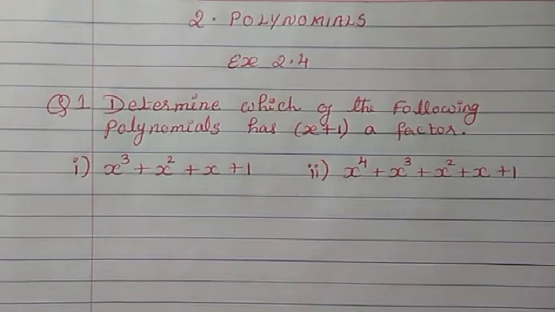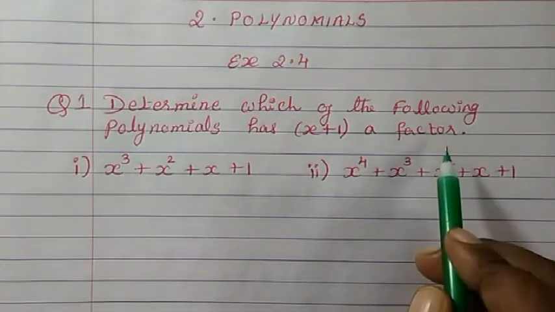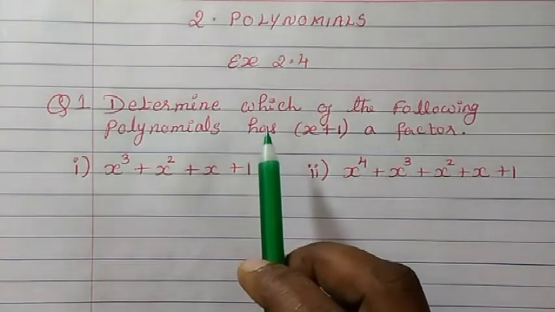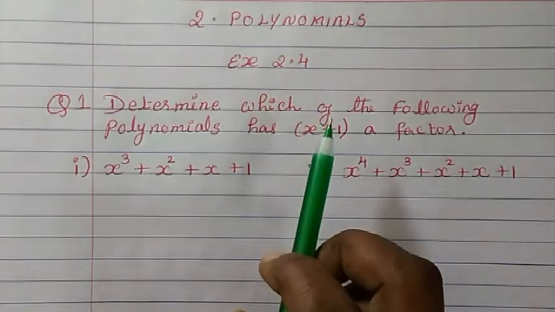Welcome to 9th Maths NCERT Chapter 2 Polynomials. Today we are going to study from exercise 2.4 question 1. Determine which of the following polynomials has x plus 1 as a factor. This is based on the factor theorem, which I have already explained to you.